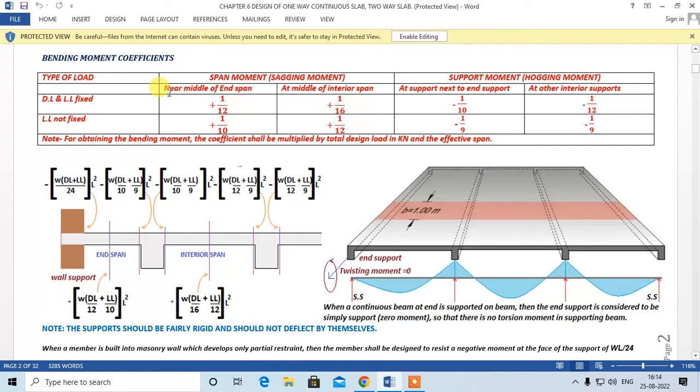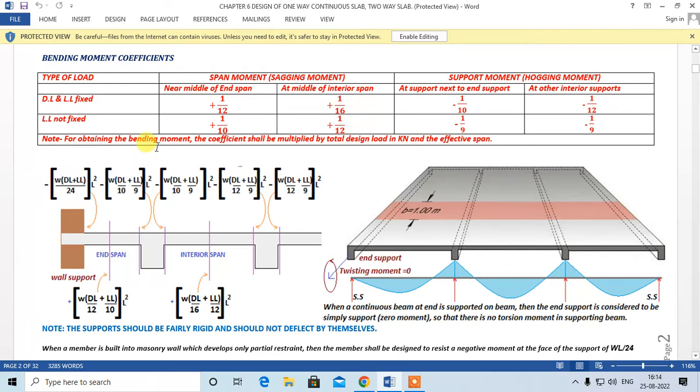So this is our one-way continuous slab. This is the end support. This is the support next to end support. This is an intermediate support. Or this is the end span. This is the interior span. In this case you can see this is the end support, this is the support next to end support. If you have a support in between, then that will be your interior support.